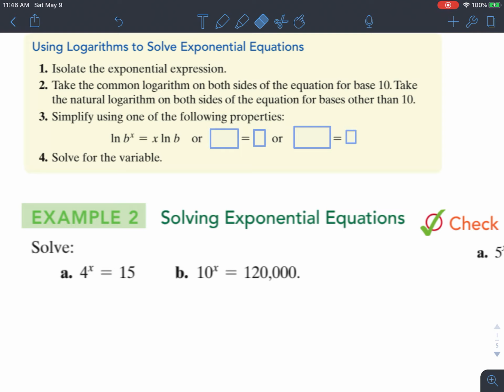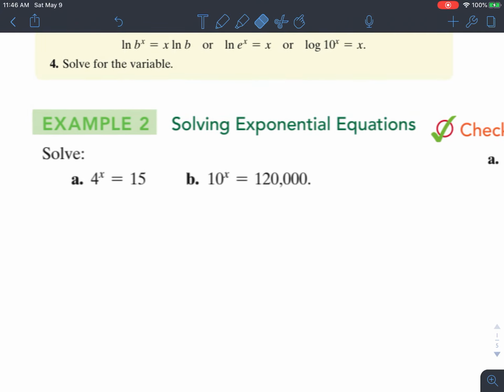Or ln e to the x equals just x. If you remember, the x comes out front, but ln e is 1. So ln e to the x is just x. Or log of 10 to the x is x, similar to the ln, in that the base down here is 10. So you could say 10 to the x equals 10 to the x, or you could bring the x down in front, and log of 10 is just 1. So, okay, and then solve.